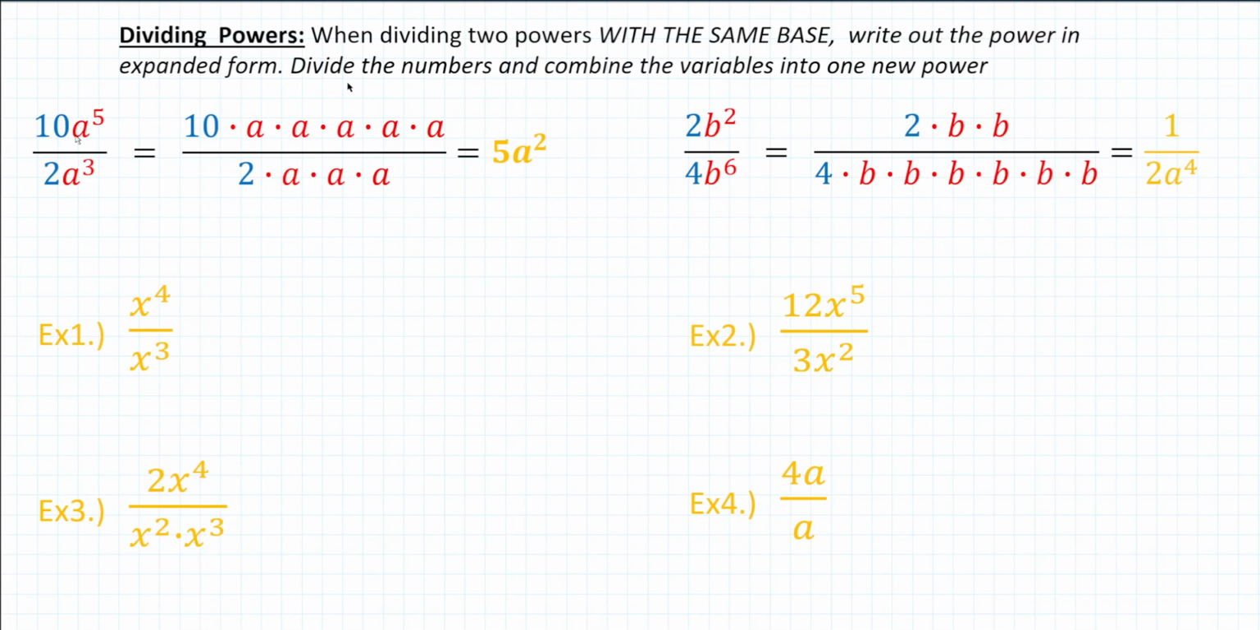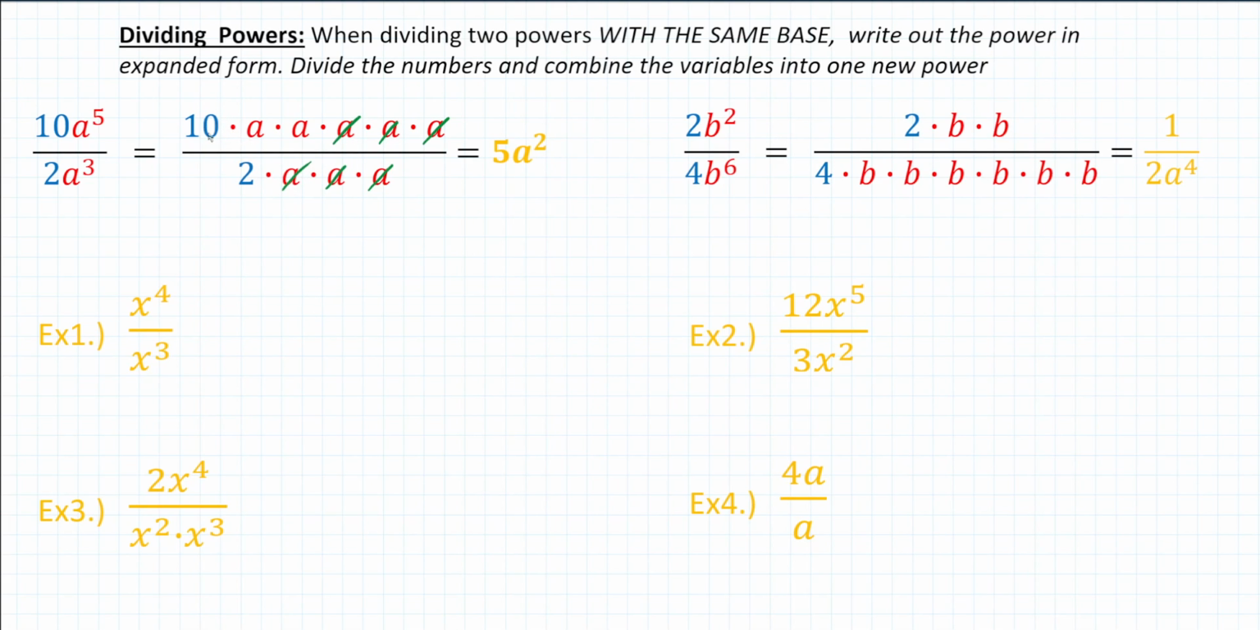So in this case, 10a to the 5th divided by 2a to the 3rd, we write it in expanded form, just like below. 10a times a times a times a times a, over 2a times a times a. And then, wherever there's a matching a, we can slice and dice. Slice, dice, slice, and dice.